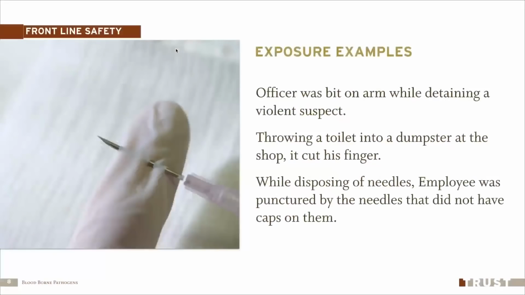These are some of the examples we've seen where people have had a possible exposure to a bloodborne pathogen. We had a police officer that was bit on the arm while he was detaining a violent suspect. Again, you don't know what that suspect has done. You don't know what their health conditions are like. You don't know if they could have some kind of a disease, but by biting, that it's breaking your skin, possibly contact with their saliva or maybe even some blood, you could get a bloodborne pathogen that way.